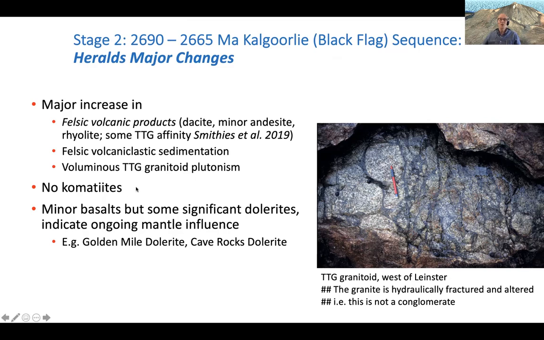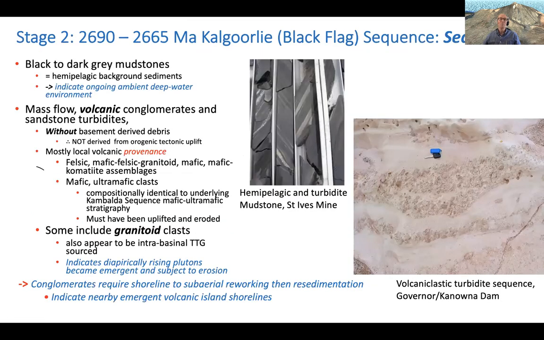There are no komatiites. There are still some basalts and associated dolerites, which testify to the ongoing influence of the mantle heat engine for the felsic magmatism during this particular time interval. The ambient sediments are still black to grey dark mudstones, indicating the ongoing existence of a deep water, quiet environment. These are, however, associated with coarse volcanic conglomerates and sandstone turbidite clastics.